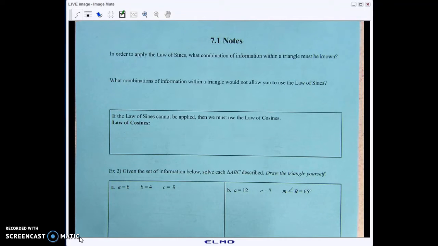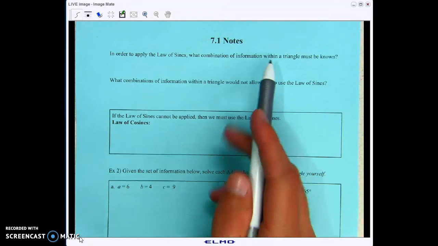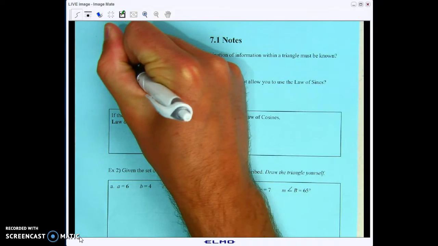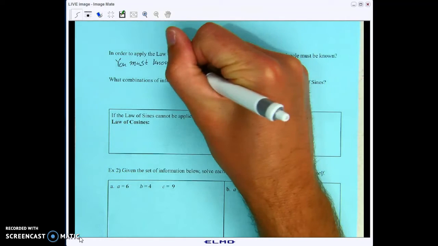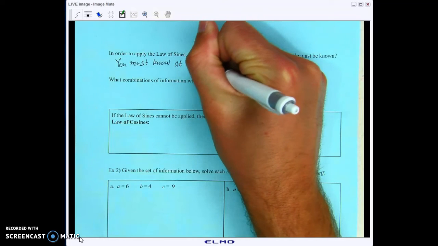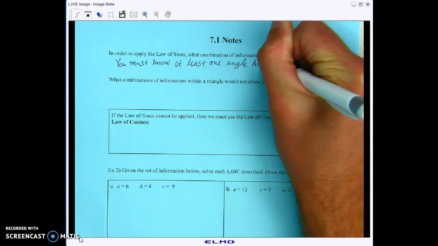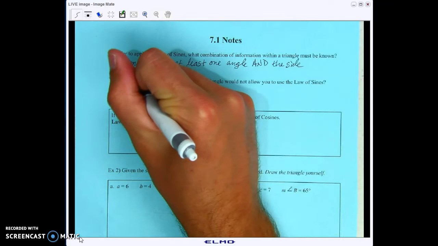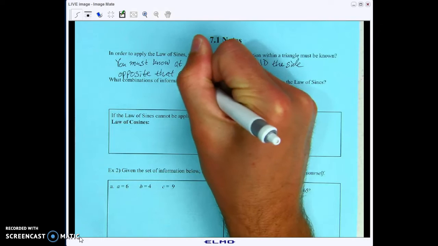So what we have here at the top is, in order to apply the law of sines, what combination of information within a triangle must be known? Well, from what we saw on the previous page, we needed to know one angle and the side opposite that angle, right? So you must know at least one angle and, not or, but and the side opposite that angle.